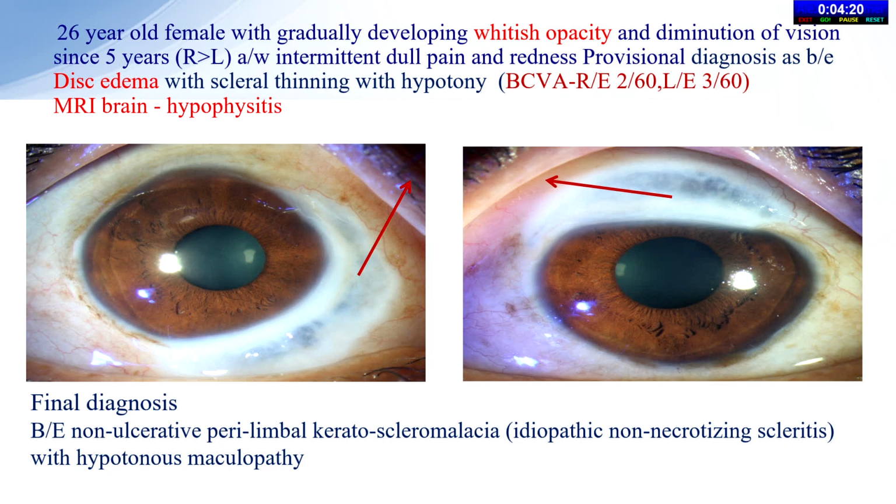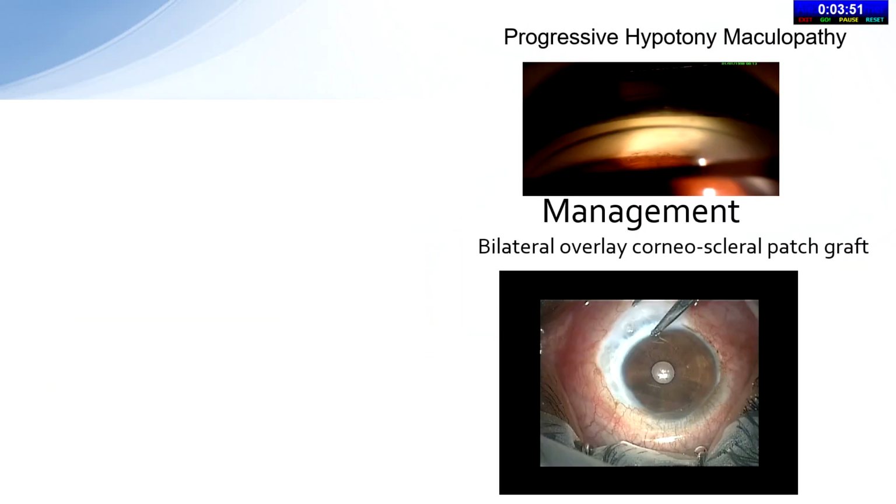MRI brain had shown hypophysitis, and we finally felt that it was a non-ulcerative perilimbal keratoscleromalacia, because there was no active inflammation or any active infective pathology going on, with hypotonic maculopathy. She was 26. One was hesitant to operate, but we tried doxycycline, vitamin C, and hoped it would settle, but no, the vision progressively worsened. There were cystic spaces with scleral show, and there was progressive hypotonic maculopathy.